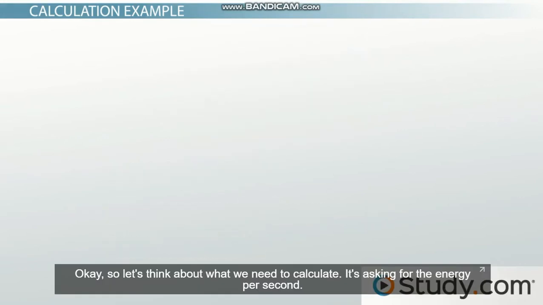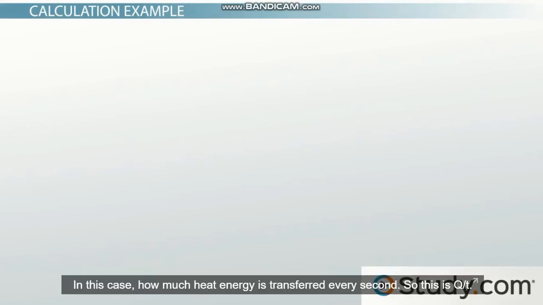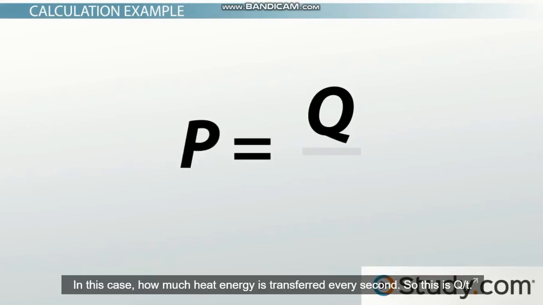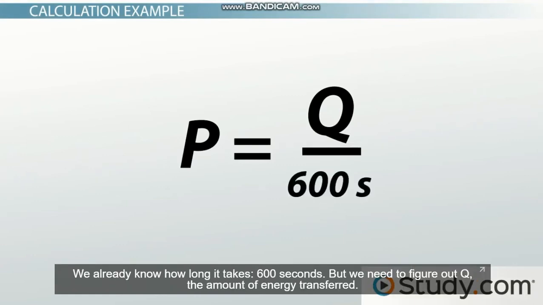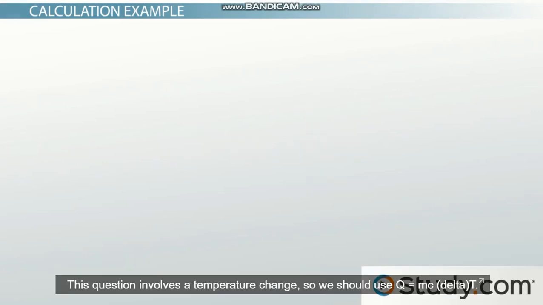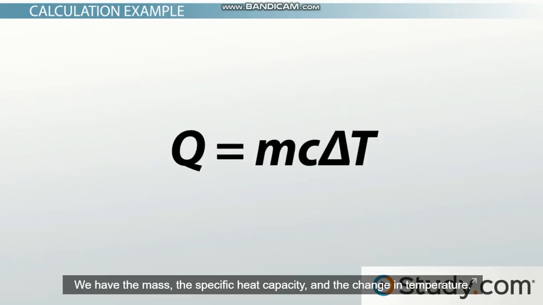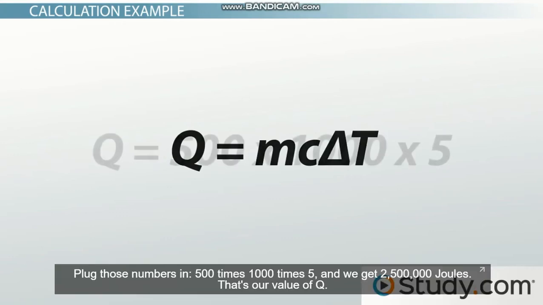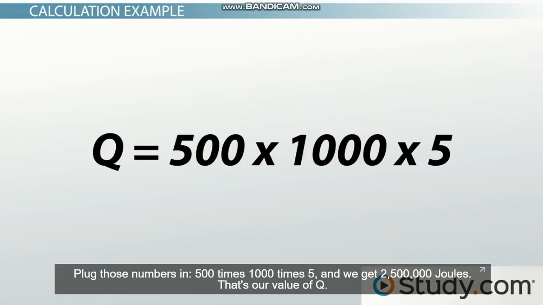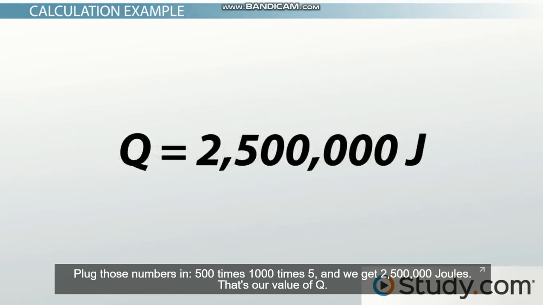Okay, so let's think about what we need to calculate. It's asking for the energy per second. In this case, how much heat energy is transferred every second. So this is Q divided by T, Q over T. We already know how long it takes, 600 seconds, but we need to figure out Q, the amount of energy transferred. This question involves a temperature change, so we should use Q equals mc delta T. We have the mass, the specific heat capacity, and the change in temperature. Plug those numbers in, 500 times 1000 times 5, and we get 2.5 million joules. That's our value of Q.